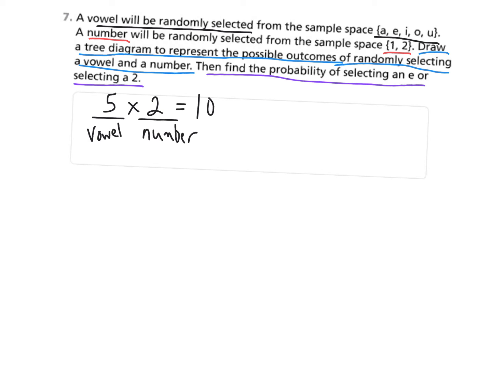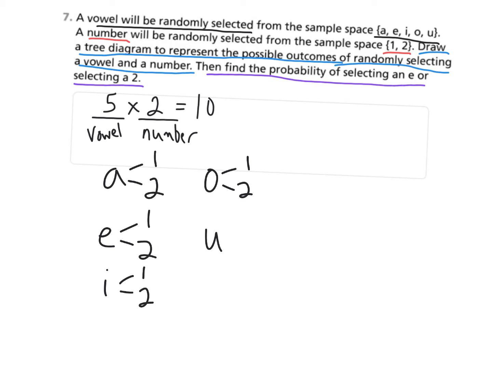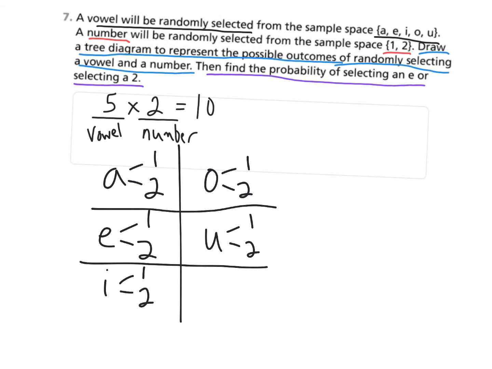Okay, so we're going to do a tree diagram. So we could have A, and then we could get a 1 or a 2. E could go to 1 or 2. I, 1 or 2. O, 1 or 2. U, 1 or 2. Okay, so those are our options. If you look at the different paths that we've got there, we got 1, 2, 3, 4, 5, 6, 7, 8, 9, 10. So that's good.